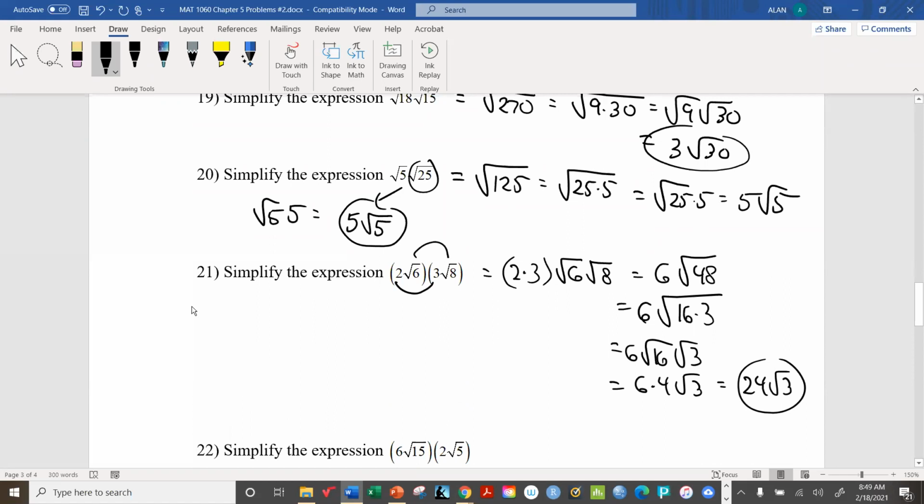So sometimes this multiplication brings us to a nice simple result. Sometimes it doesn't. It's not always possible to simplify them. That's okay. We do what we can.